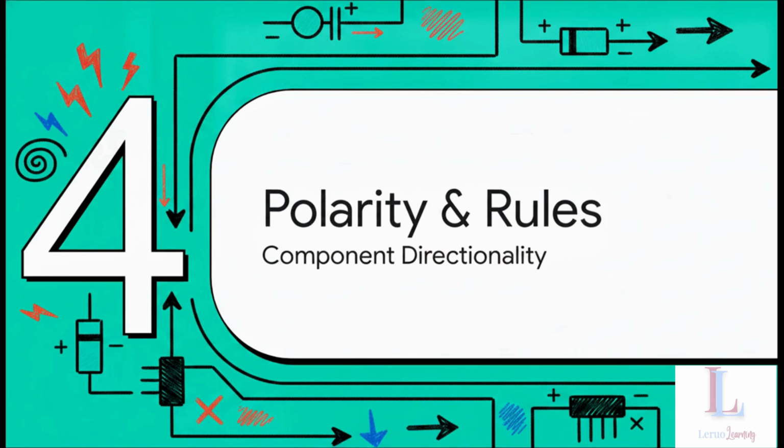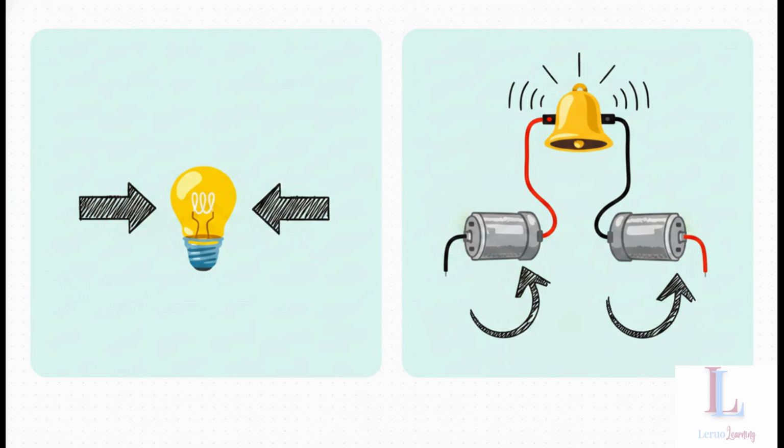Because as you start upgrading your builds, you're going to find that some components are incredibly picky about how the energy actually flows through them. Up until now, we've just used a lamp. A lamp is non-polar. It honestly doesn't care which direction the energy river is flowing. It's going to light up no matter which wire goes to which terminal.